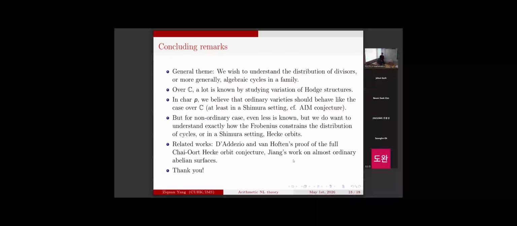Symplectic modular varieties. You mean A_g? Yes. The case for A_g is very complicated. We do know the case of unitary Shimura varieties. The unitary case and the orthogonal case are very similar for the reasons I said. But A_g is very hard.